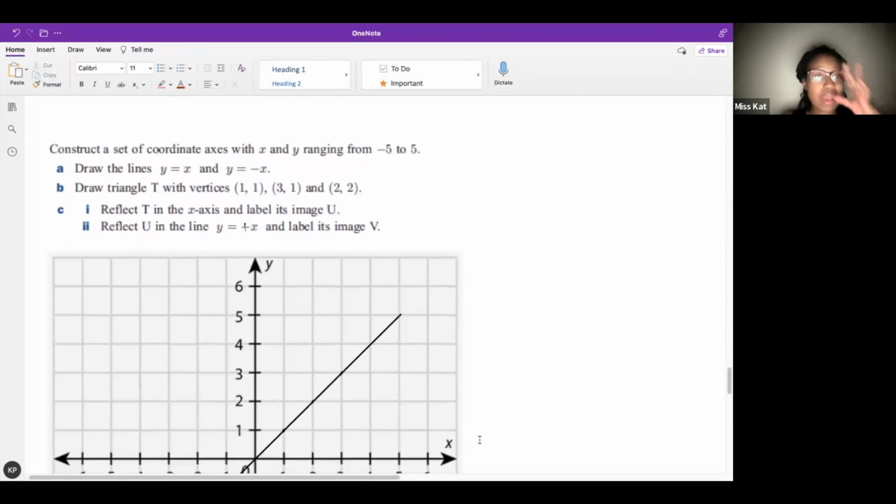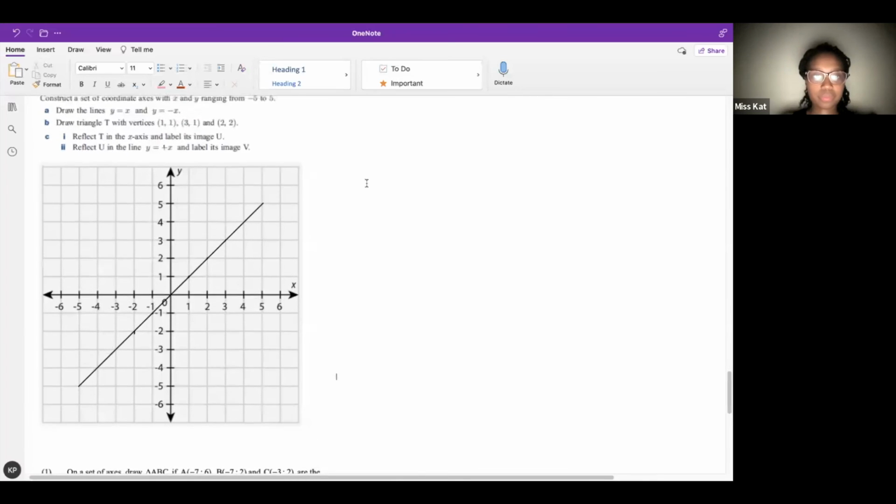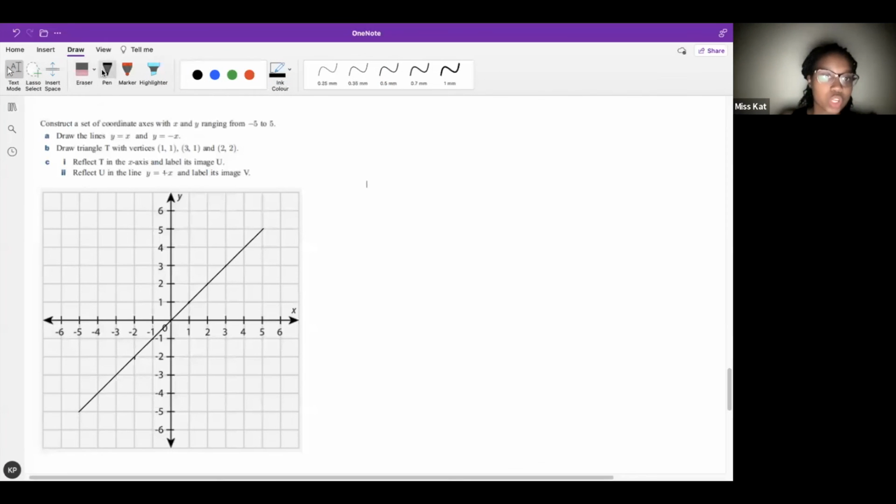Now we have a triangle T with vertices 3, 1, 1, 1, and 2, 2. What are vertices again? Remind us, guys. Anyone know what vertices are? Points. Corners. There we go. Okay, vertices are points, corners. So now we know we're drawing a triangle and these are the corners of the triangle.